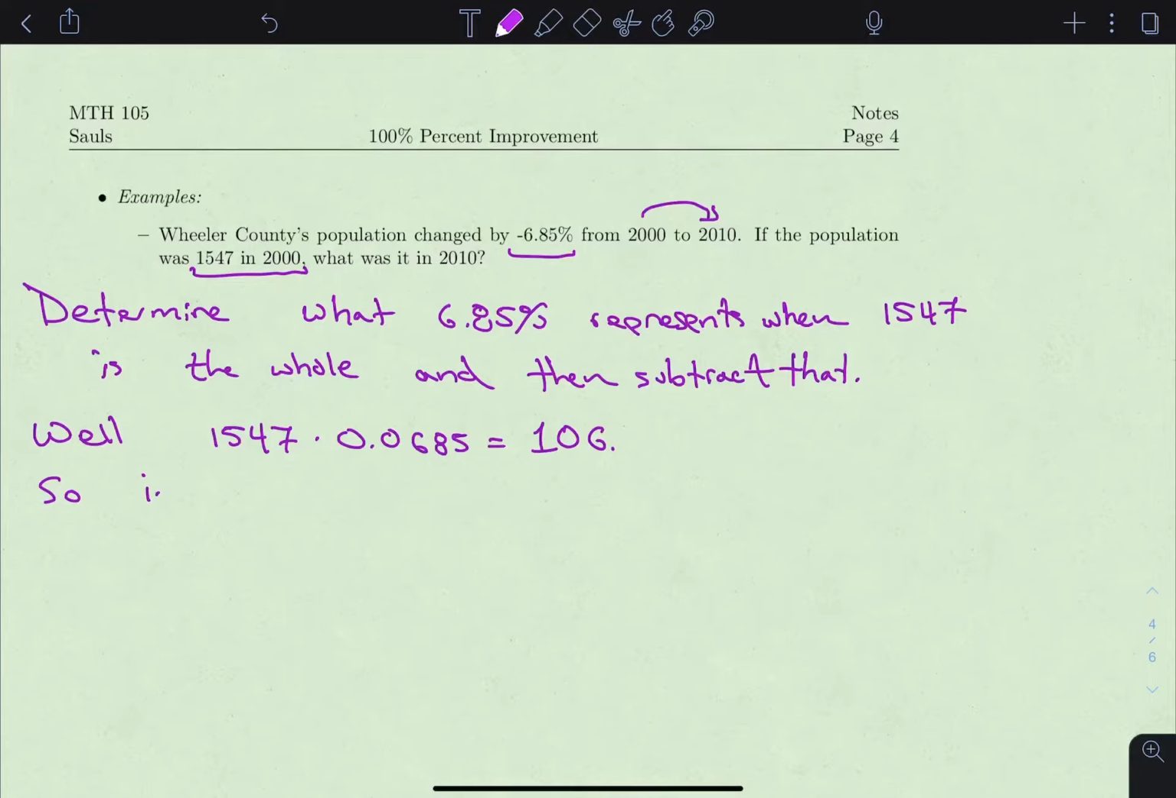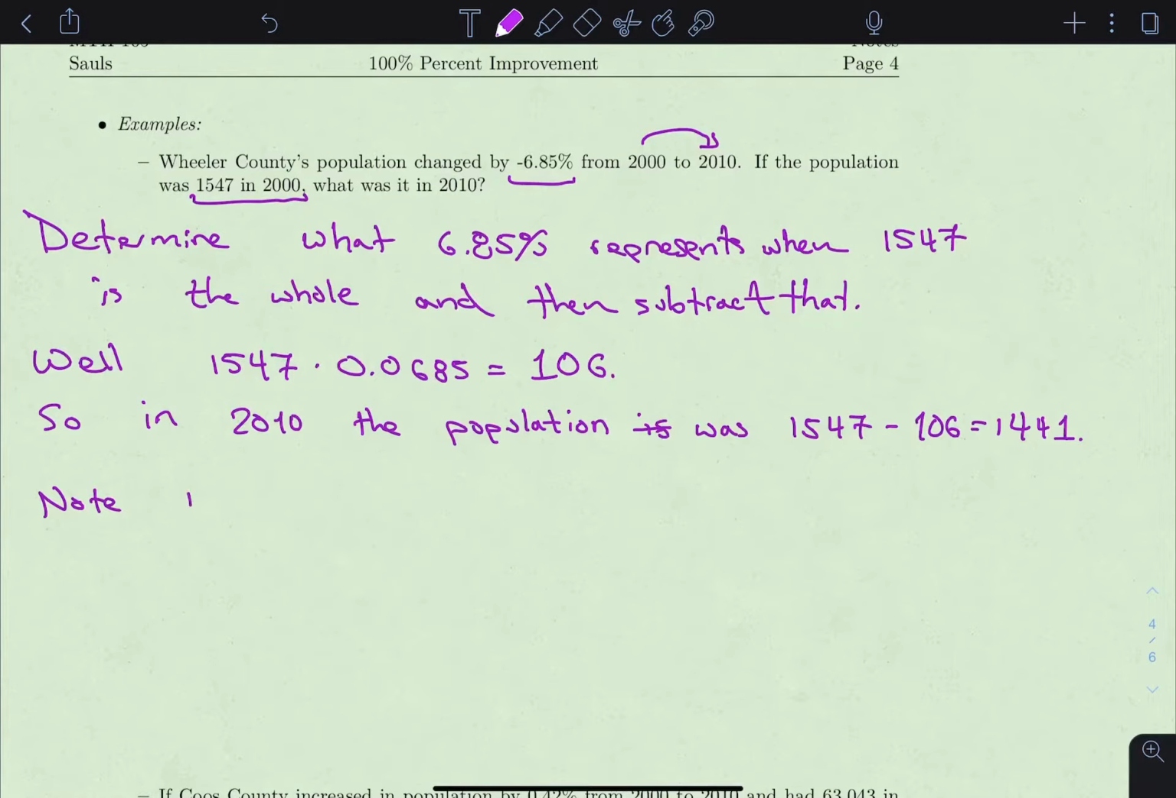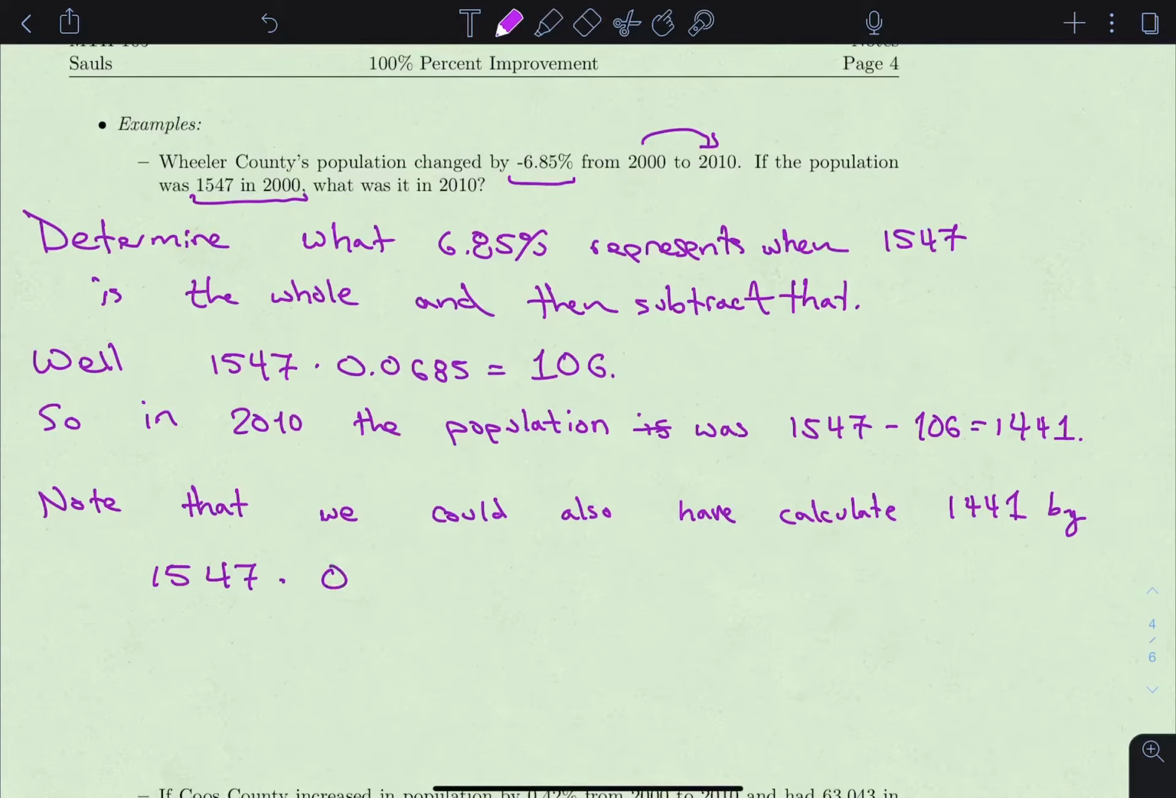So, in 2010, the population was 1547 minus 106, which is going to be 1441. Great. Let's also note that we could also have calculated 1441 by 1547 times 0.9315. And you're like, where did you get that number from?